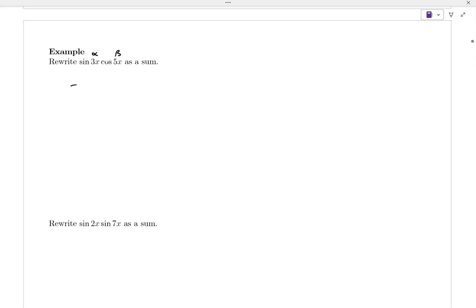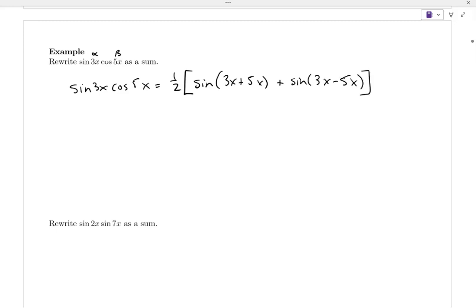So according to the formula we just came up with, what are we going to have on the inside of that first sine? Good. 3x plus 5x. And on the second sine, we'll have 3x minus 5x. Good. So we get sine of 8x plus sine of negative 2x.